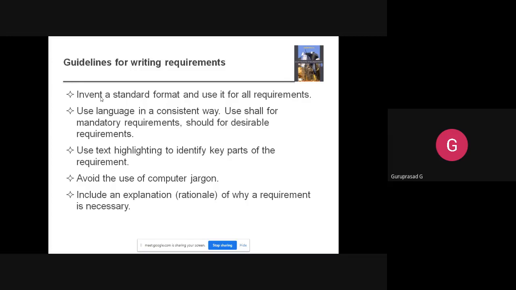Invent a standard format. Use language in a consistent way. Differentiate between mandatory and desirable requirements. Use text highlighting: bold, color, italic, etc. Avoid the use of computer jargon, don't use technical terms. And include an explanation of why a requirement is necessary. This is what we call the rationale. You need to explain why a requirement is necessary. That is nothing but the rationale.